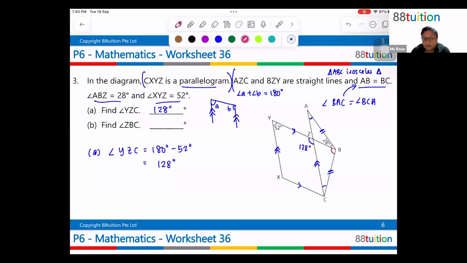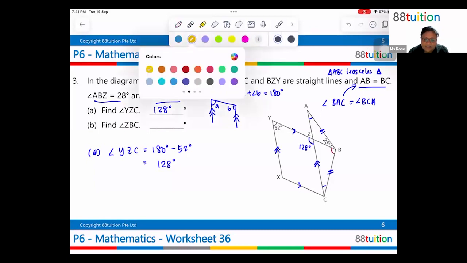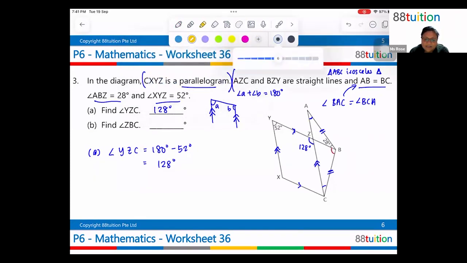Now, I know that they tell us that AZC, these two lines, is a straight line. So this line and BZY, this line and this line, they are straight lines.